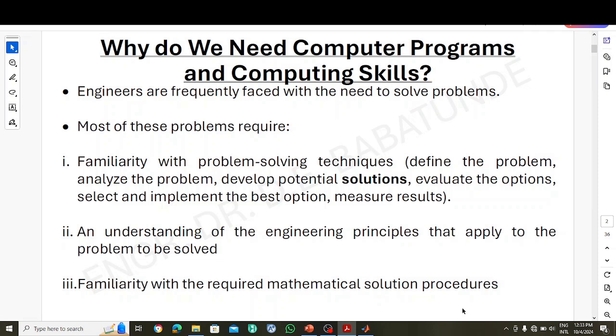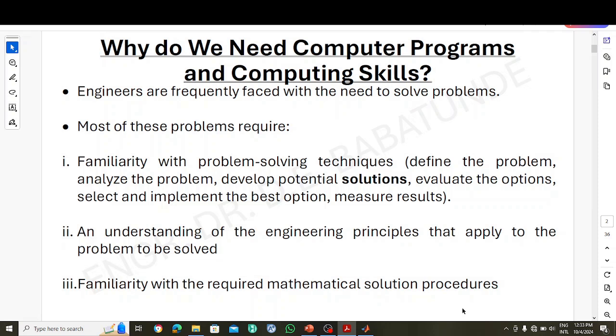Already, for you to solve the problems, you need some understanding of some problem solving techniques. For example, you have to define the problem. When you define the problem, you need to analyze the problem. When you analyze the problem and you have a grasp of what the problem is about, the next thing is that you begin to develop solutions. What are the probable solutions to this problem?